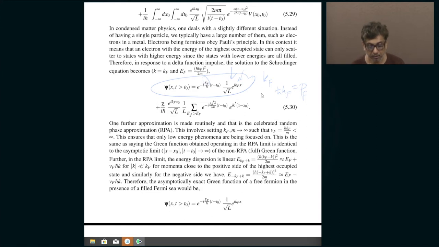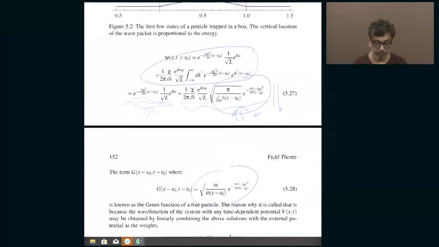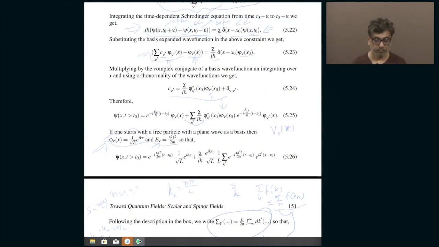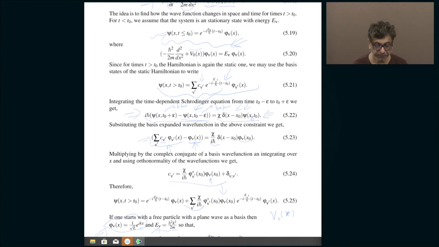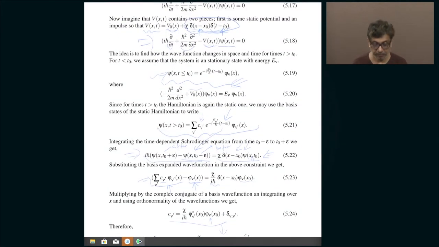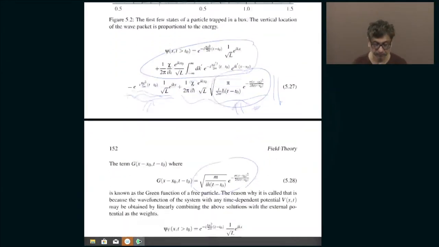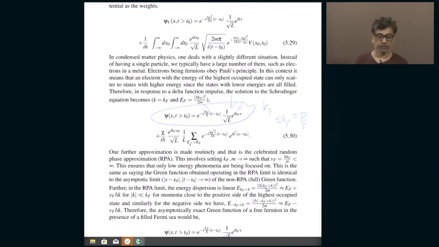So I'm going to, as usual, disturb the system in a particular peculiar way. The way I do that is by switching on an impulsive potential that is also highly localized in space. When I do that, I want to ask myself, how does the wave function look subsequent to that impulse? Then I'll allow you to work out the details, but the answer comes out to be this.